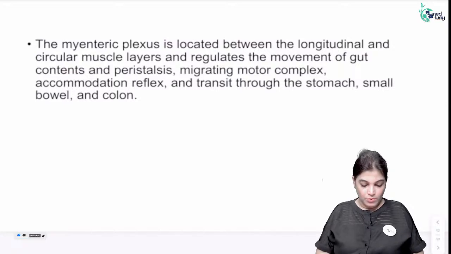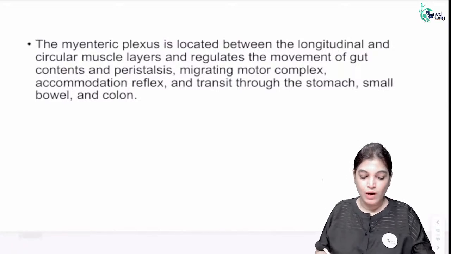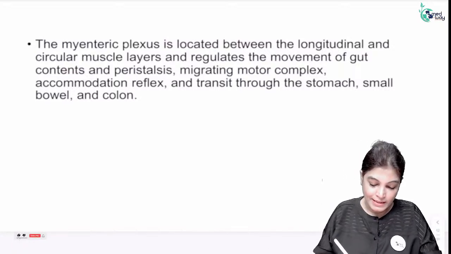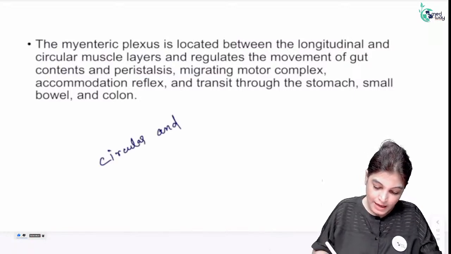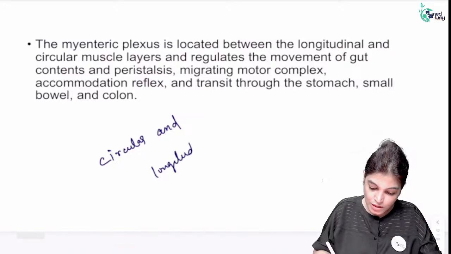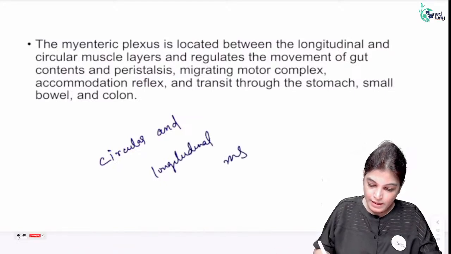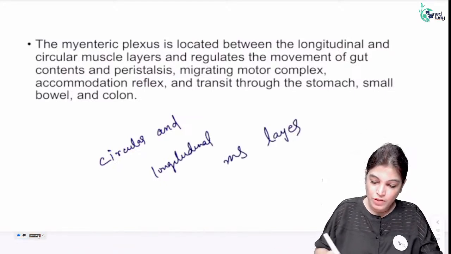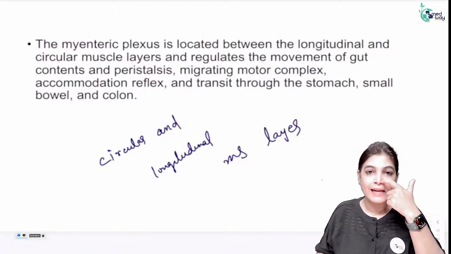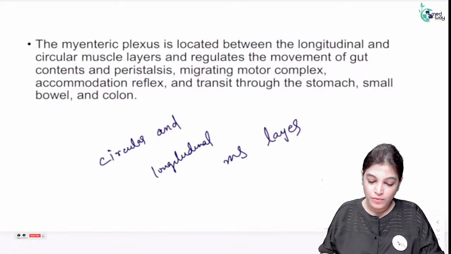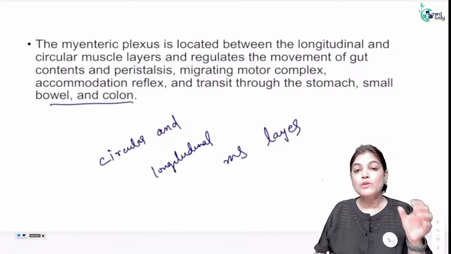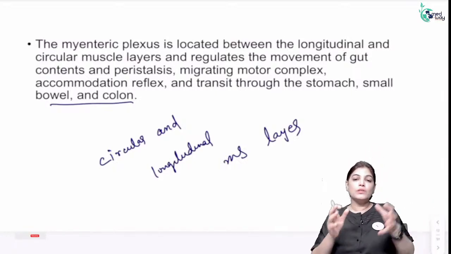If we talk about the Auerbach plexus, which is also called the myenteric plexus, it is located between the circular and longitudinal muscle layers. And what is its important function? It regulates the peristaltic movement, and it is very important for the migration of food particles from the stomach, bowels and the colon. So, exactly, two nerve plexuses are there.